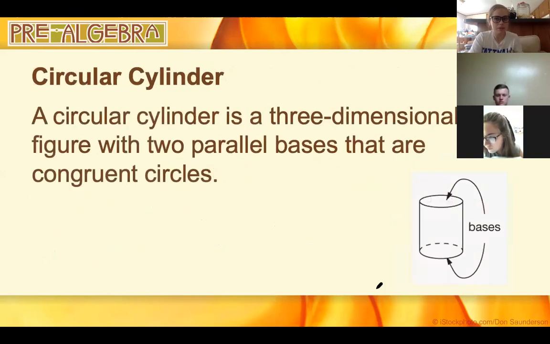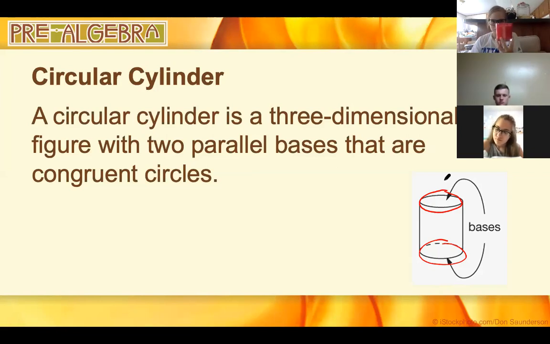All right, let's talk about a circular cylinder. Now, a cylinder is like a prism, but the difference between a cylinder and a prism is the bases. Notice the bases of a cylinder are circles. It's a 3-dimensional figure. The bases, they're still perpendicular. So, excuse me, not perpendicular, parallel.